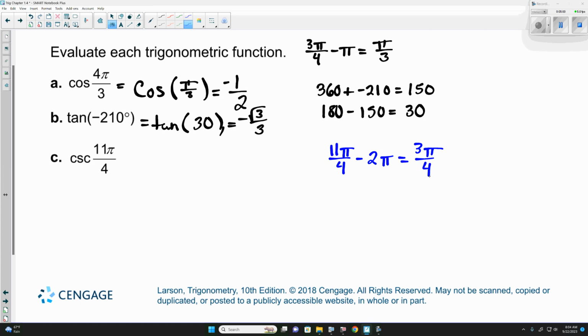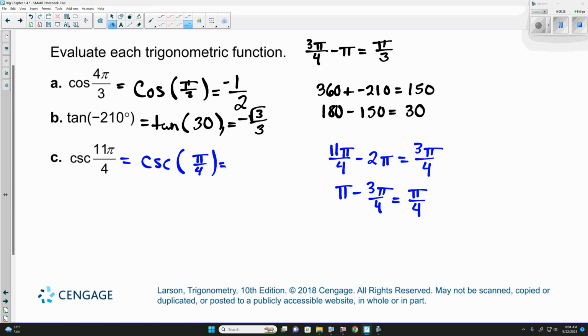Now, this is bigger than pi over 2, so to get our reference angle, we're going to take pi and subtract 3 pi over 4 from it, which will give us pi over 4. So our reference angle for cosecant is pi over 4.